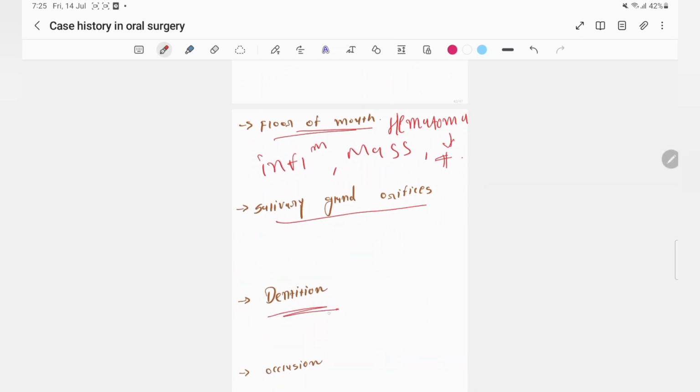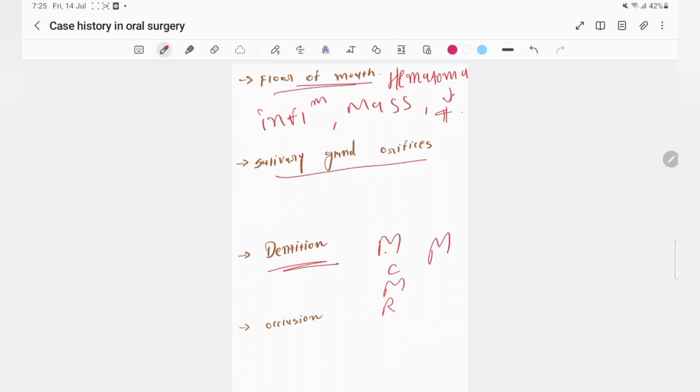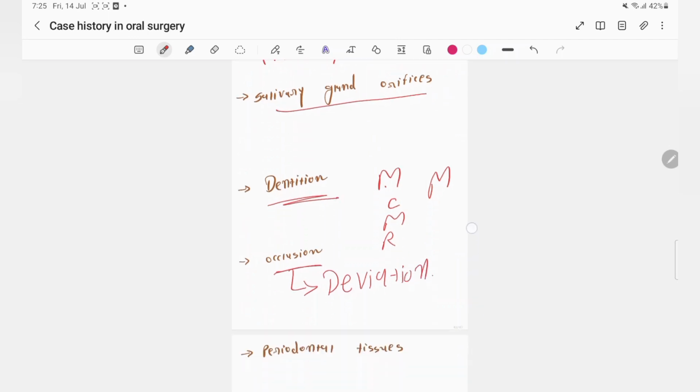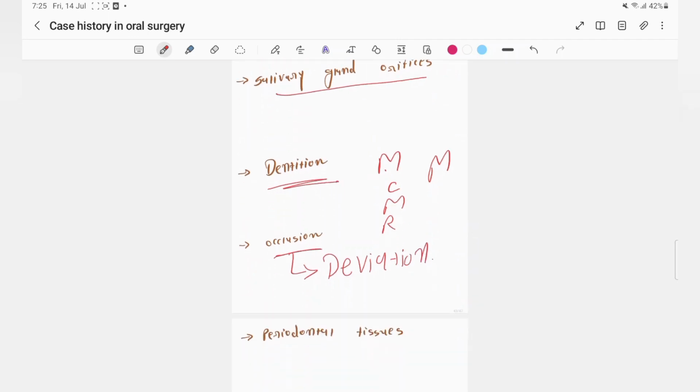In this, you have to mention missing teeth, carious teeth, mobility, restoration, and malposed teeth. And then you have to go for occlusion. In occlusion, you have to check any deviation from normal in the canine or premolar region, anterior open bite, deep bite, then reverse overjet. All those things should be recorded.